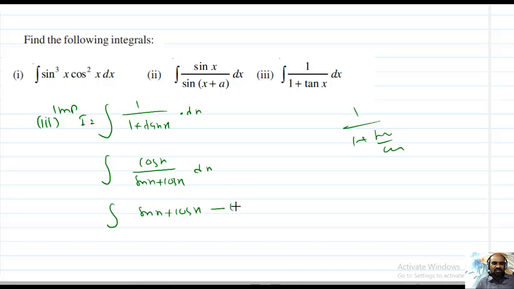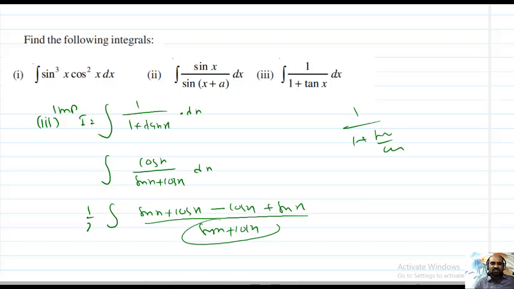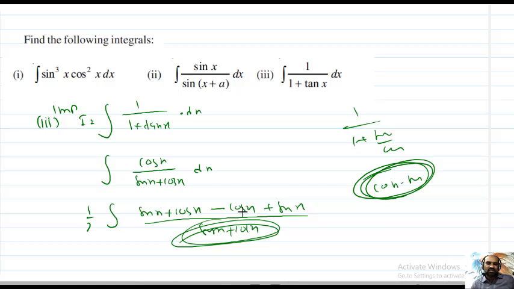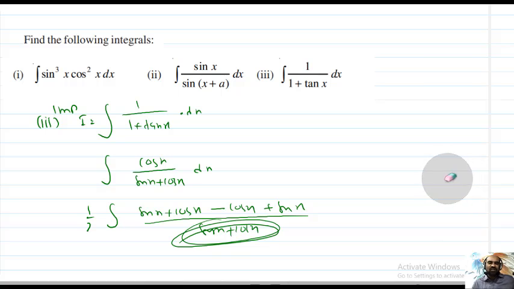Cos x added, we should subtract cos x. Okay, plus one more sin x I write. What is the problem with this? If you write 1 by 2 by sin x plus cos x, why? Because the derivative of sin x plus cos x is cos x minus sin x. In the numerator also I want cos x minus sin x. That's why I added and subtracted cos x and sin x.